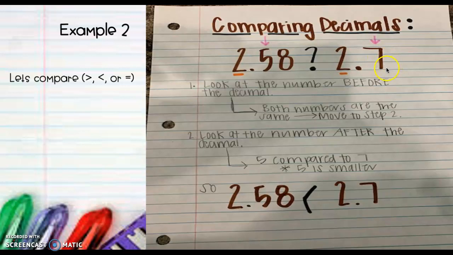Okay, automatically you got to think, I got to compare 5 to 7. So I come down here and I know that 5 is smaller than 7. When I'm looking at a number line, I go 1, 2, 3, 4, 5. I didn't hear 7 anywhere there yet. 6, 7. Oh, yep, 5 is smaller than 7. So that means that 2.58 is less than 2.7. Okay? That's a good way to look at it.